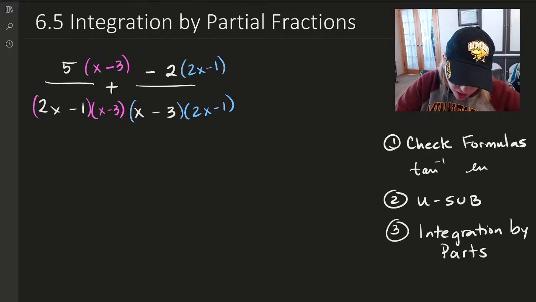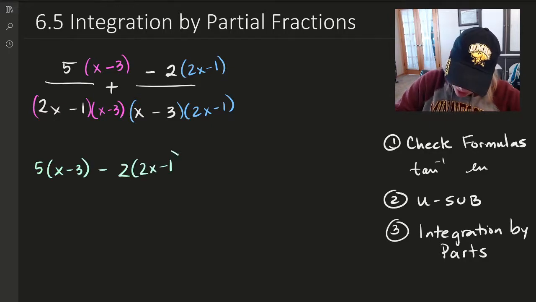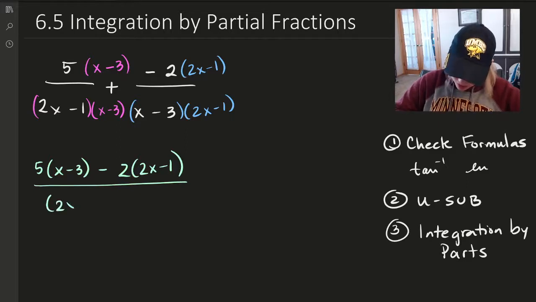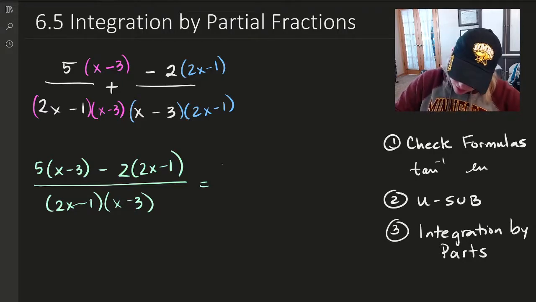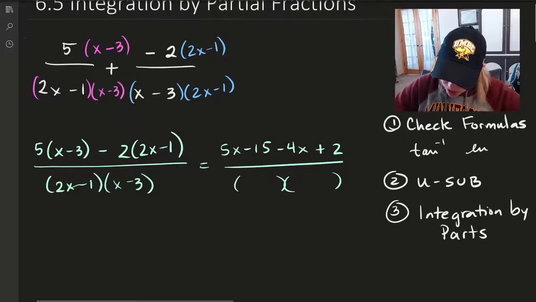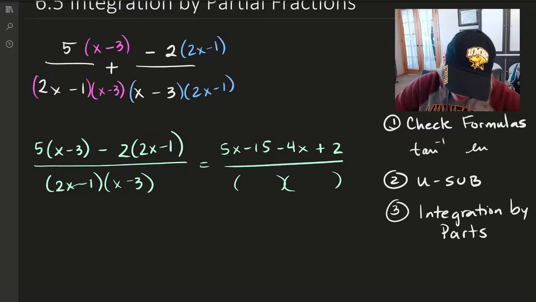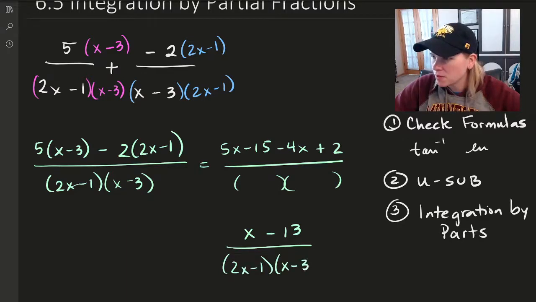Now, when I do this, I end up with 5 times x minus 3 minus 2 times 2x minus 1, all over that common denominator of 2x minus 1 times x minus 3. When I put it all together, I get 5x minus 15 minus 4x plus 2 over that common denominator. When I combine like terms, 5x minus 4x is x, minus 13, all over 2x minus 1 times x minus 3.